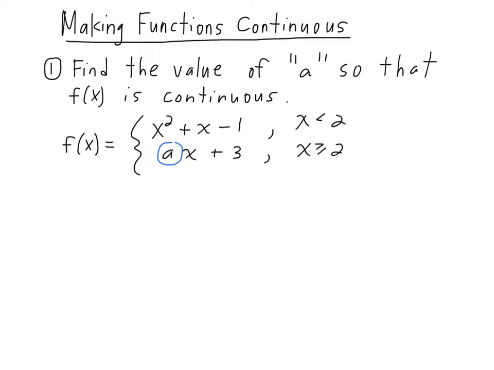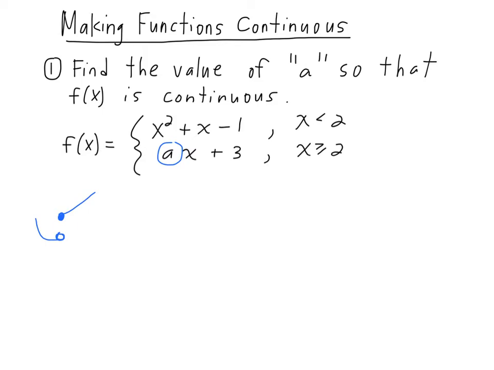Well, if you were to think about the general graph, this x squared plus x minus 1 is a parabola that's going to open upward, and it's only defined for x values less than 2. So you would have something that has an open circle at the end, and then from there we have a line where 2 is defined. Alright, so perhaps it would look something like that. So we can see that these two pieces do not connect.